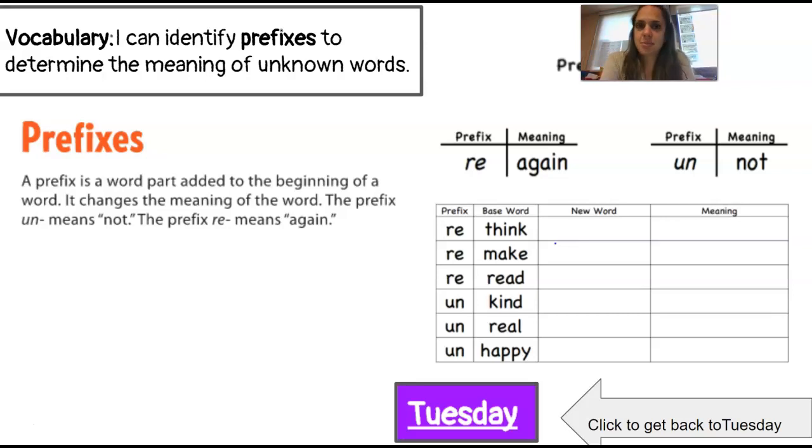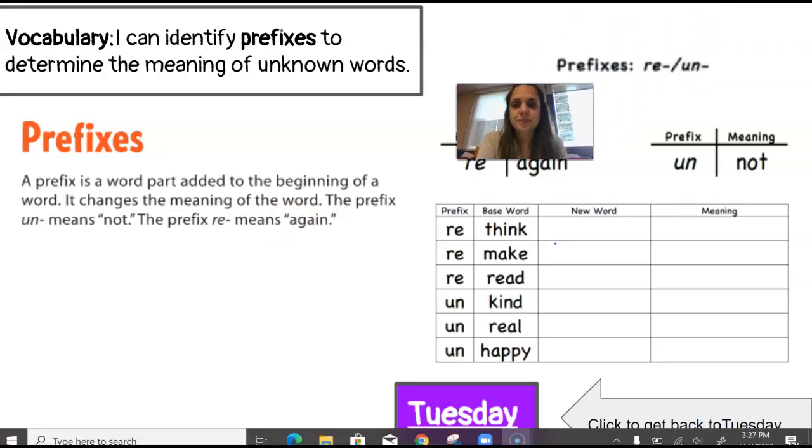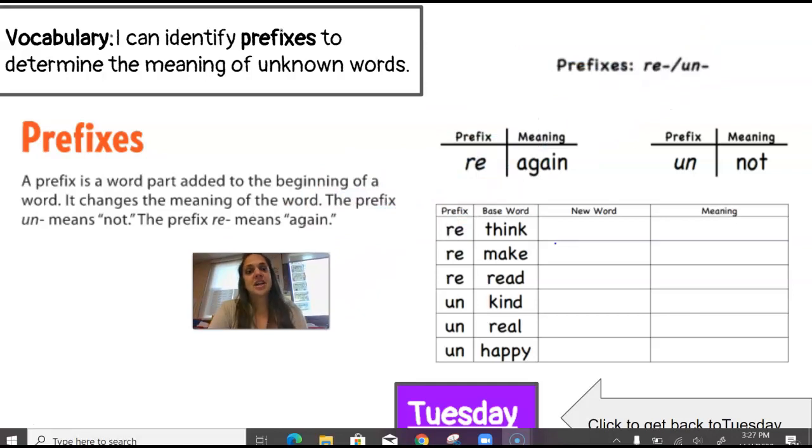Well, what are prefixes? A prefix is a word part that's added to the beginning of a word. We like to call that our base word. It changes the meaning of the word. The prefix un means not, and the prefix re means again. There are more prefixes that you will build as you read or as you develop this skill. Right now we're going to focus on re and un. So this prefix re means again, and this prefix un means not.